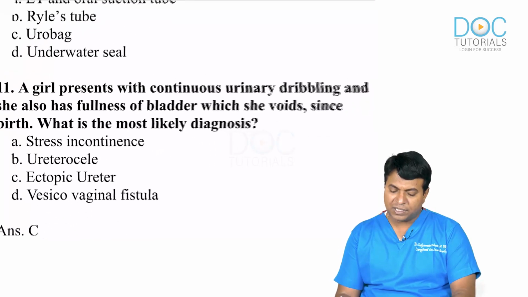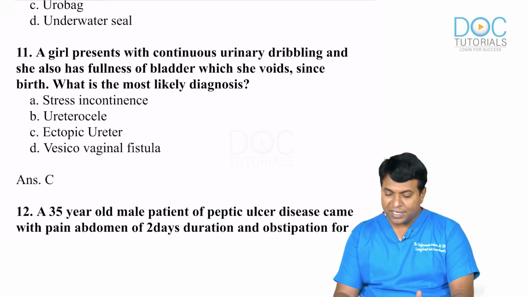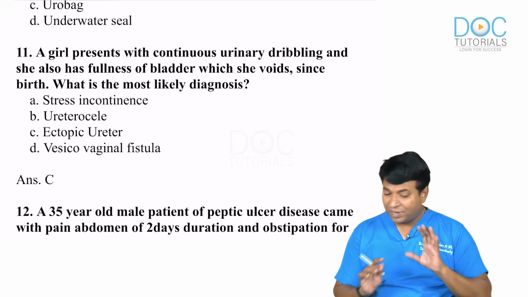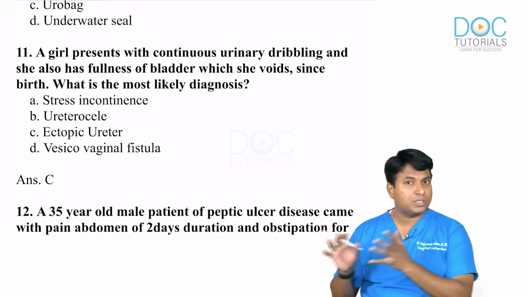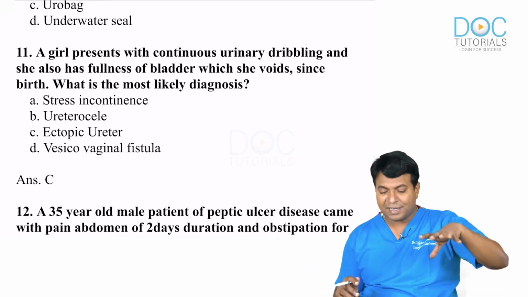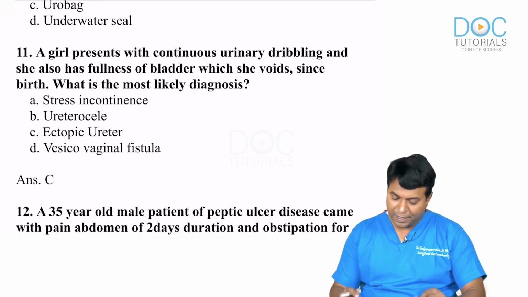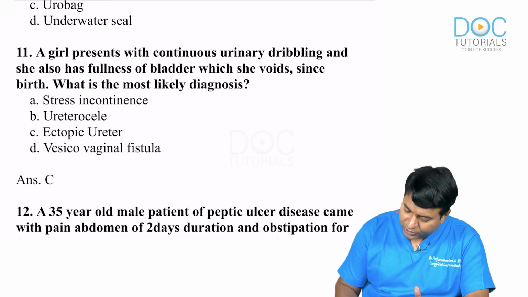A girl presents with continuous dribbling of urine and she also passes urine in between. That means there is normal filling up of the bladder since birth, and also a small amount of dribbling of urine. What do you think the answer will be? This is a case of ectopic ureter.